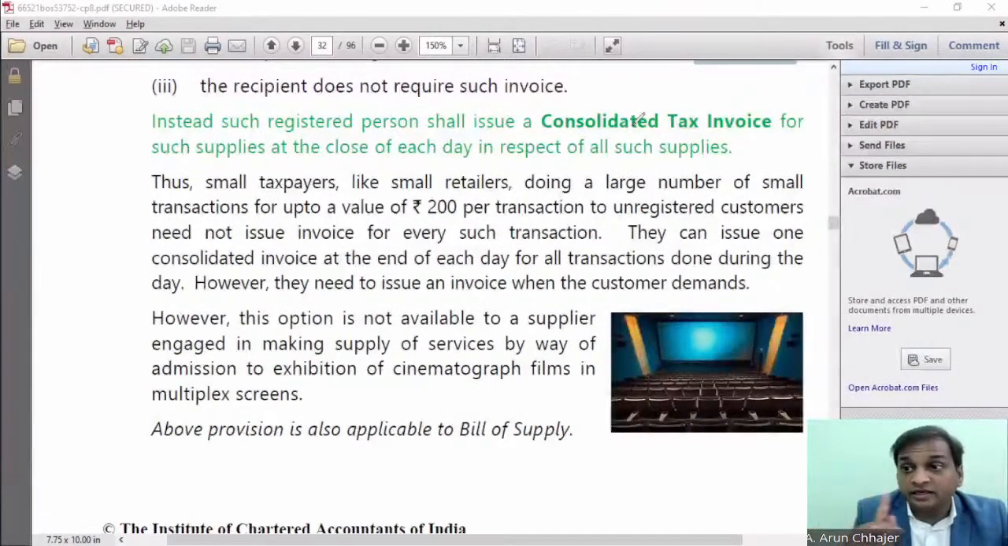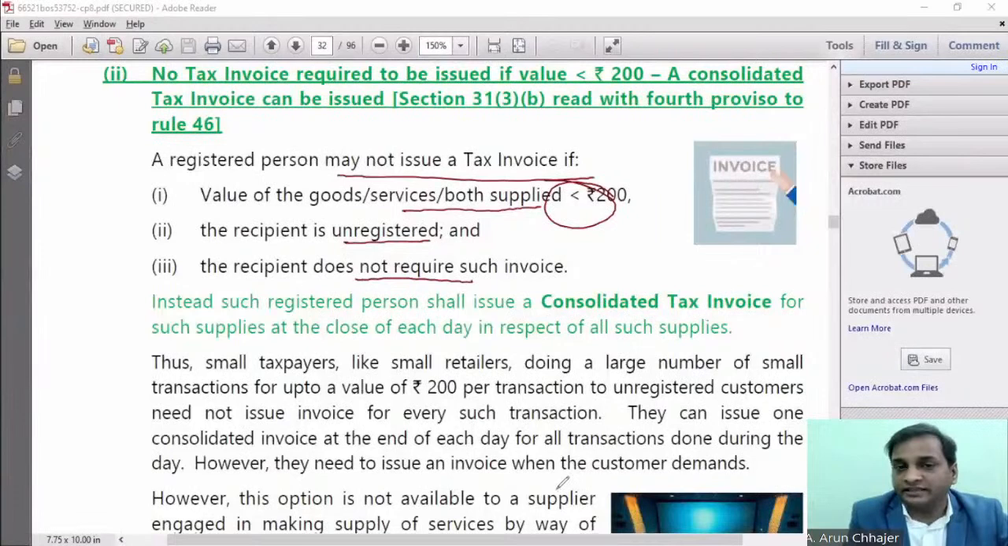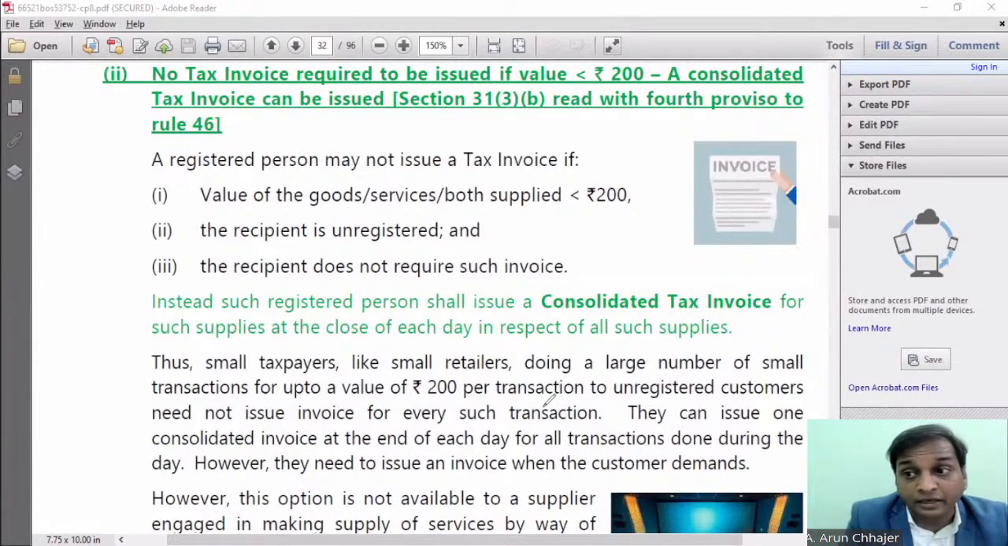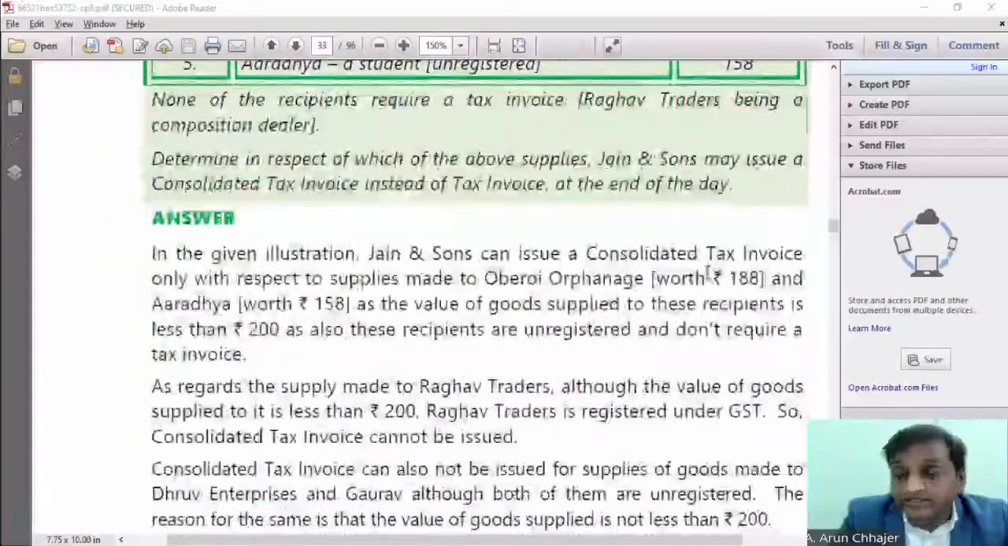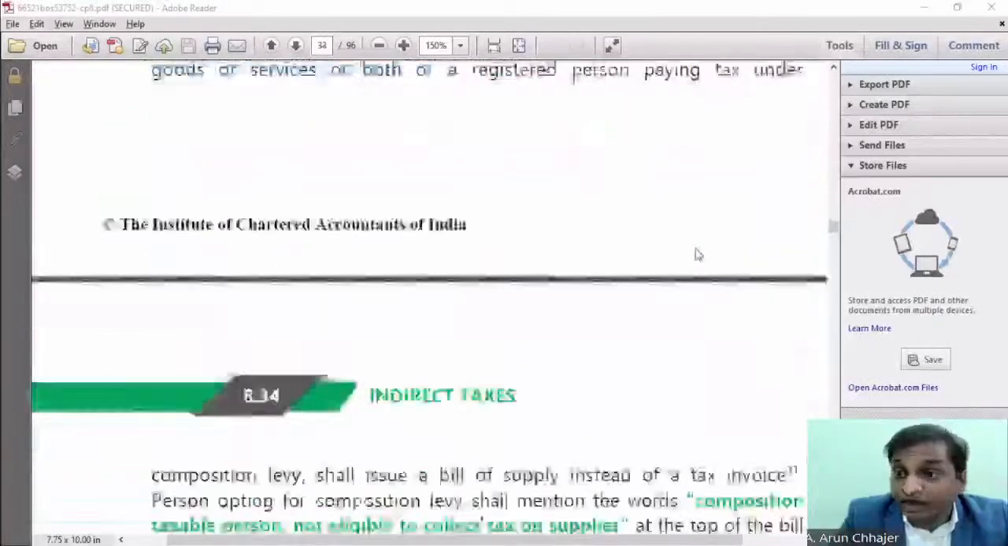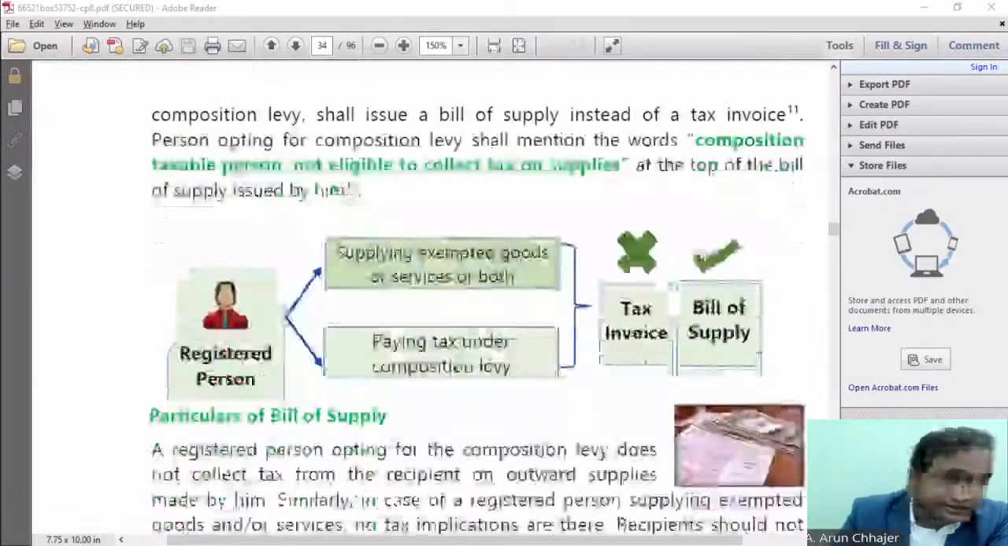See, normally consolidation is not permissible in any case. Where it is permissible, clause B says that if the invoice value is less than 200, the recipient is unregistered and does not require a tax invoice, in that case, yes, we can make the consolidation. But is that consolidation per day or per month? Per day. Invoice cum bill of supply gives the relaxation when the transaction is B2C, business to consumer, unregistered, and you are making taxable as well as exempted supplies. You can make a single document.